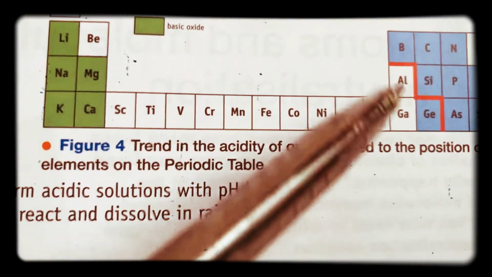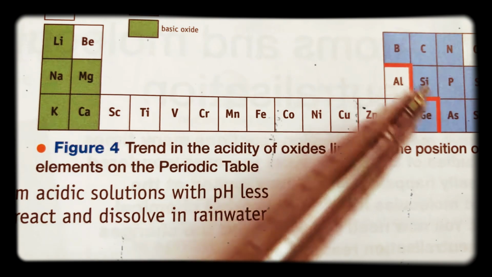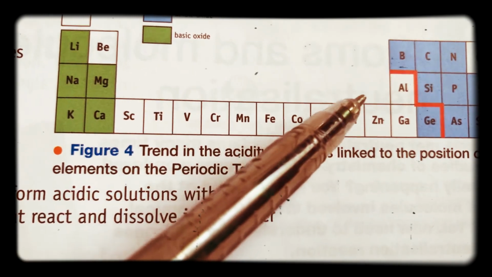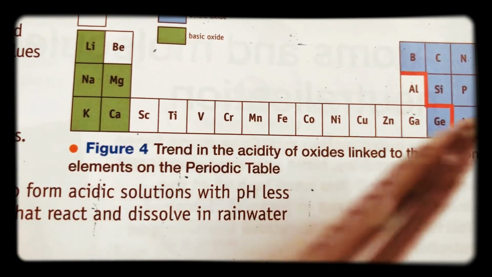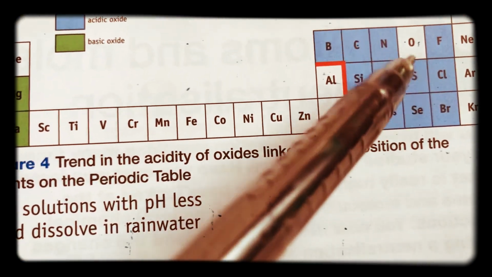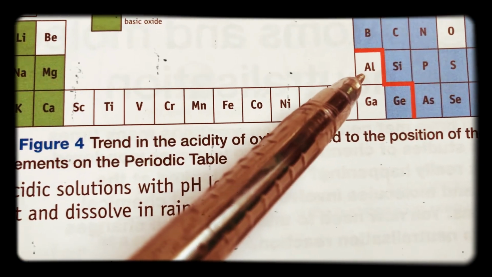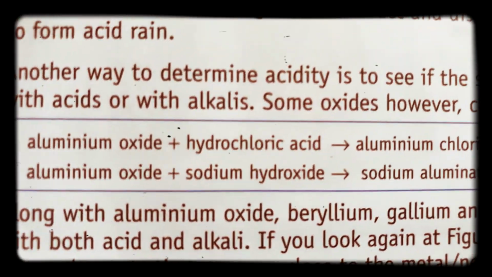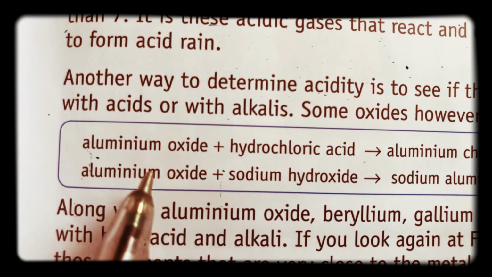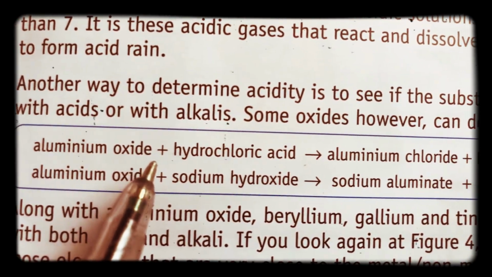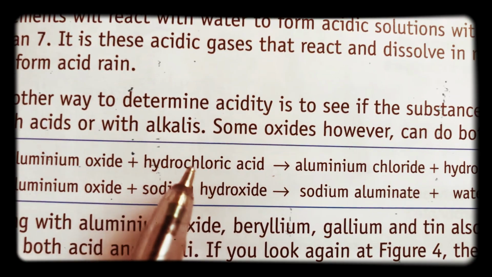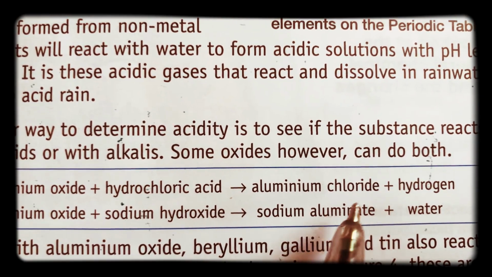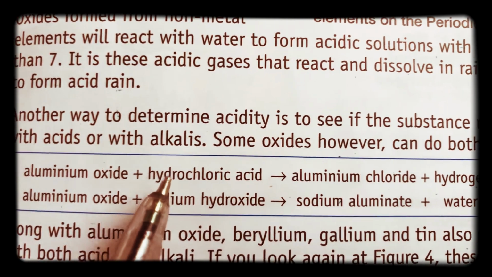So I did say that there are some elements that are kind of in between the behaviors. They can't decide whether they're going to behave like metals or like non-metals. Aluminium is a great example, where it will react with both acids and alkalis. So the top line over here is how it reacts with a typical acid, hydrochloric acid, forming aluminium chloride plus hydrogen. That relates to the reaction of acids and metals.